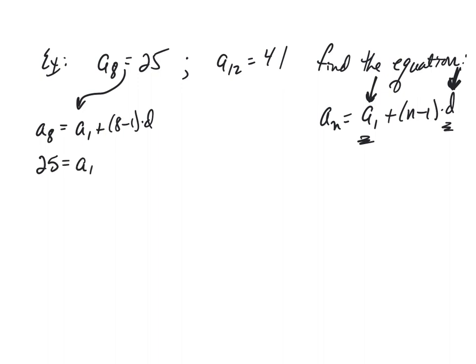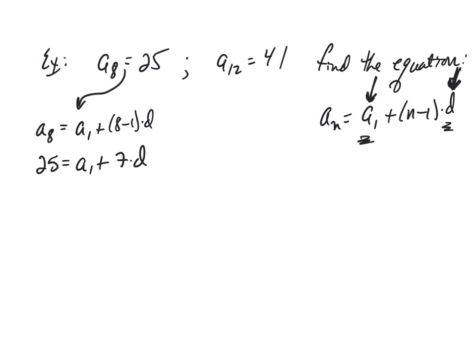Now, I do not know what the first term is. I do not know what a sub 1 is. Of course, I could subtract 8 minus 1, giving me 7. But I also do not know what d is. So just replacing the 8th term with 25, you might think, well, that doesn't do anything for me because what I have is one equation with two variables. One equation, two variables, bad, can't solve.